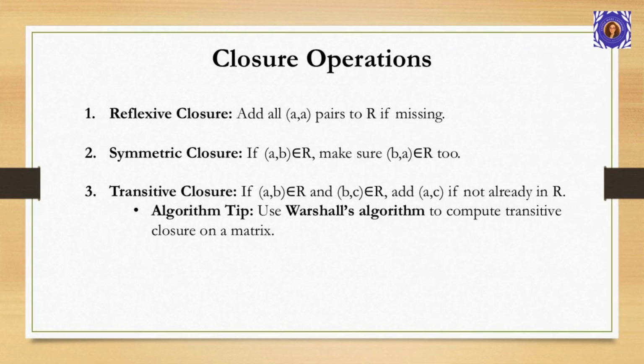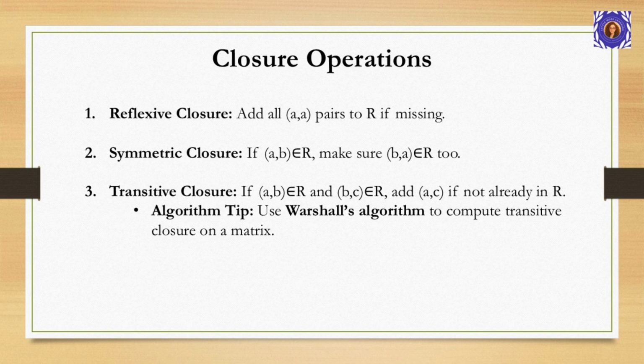Our final topic today explores closure operations, powerful tools that allow us to systematically add the minimum number of pairs to a relation to give it desired properties. The concept of closure addresses this question. Given a relation R that lacks a certain property, what's the smallest relation containing R that has that property? We are looking for minimal extensions that preserve all existing relationships while adding just enough new ones to achieve our goal. Let's start with reflexive closure.